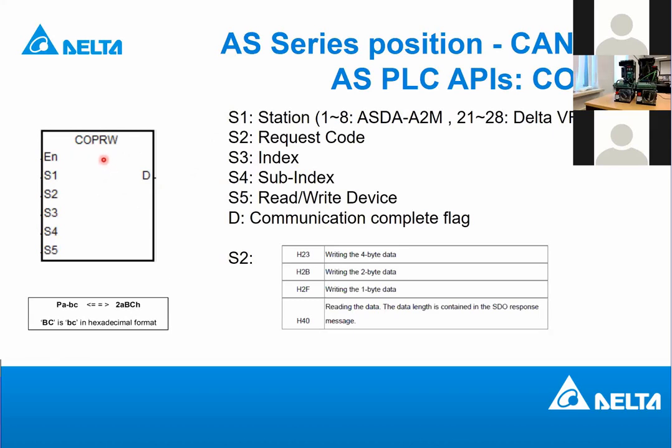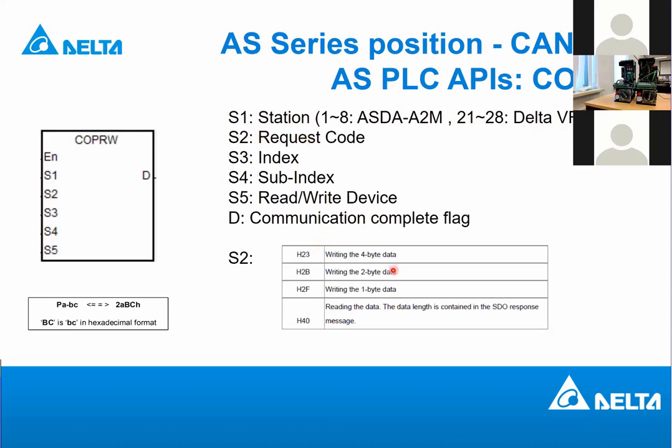And this API, application instruction, applies both to the servo drive and to your inverter. So how does it work? It's very simple. This is the operand of this API. You have S1, S2, S3, S4, S5. You can see it. S2 is the request code. It's just like the function code if you are using Modbus communication.